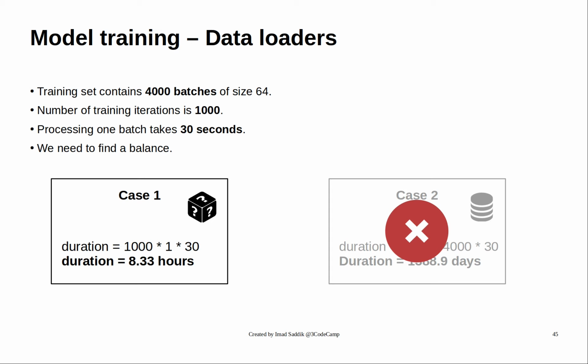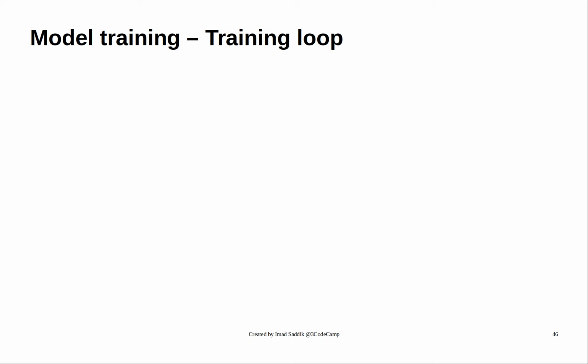The first method is faster, but might not use all data evenly. Some batches will be favored even though we are using random. Some batches are not going to be used. So you need to find a balance. Let's talk about the training loop.